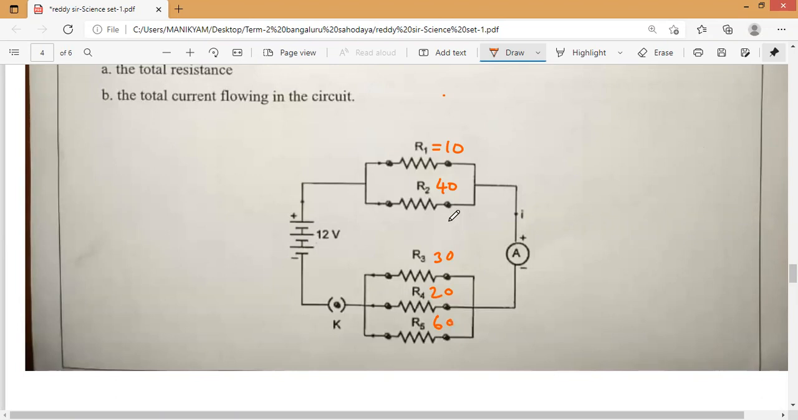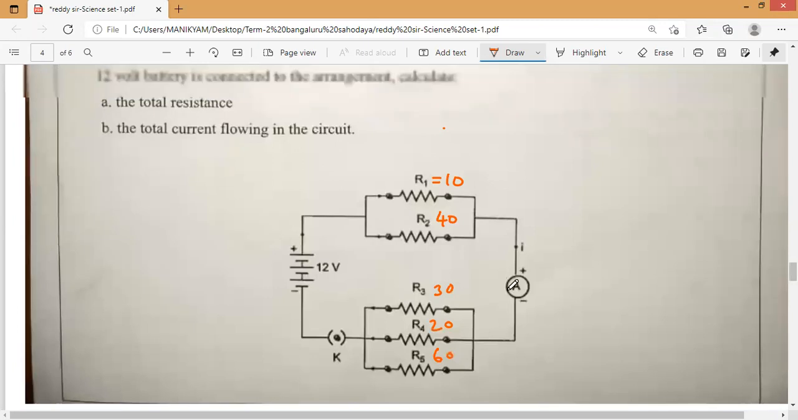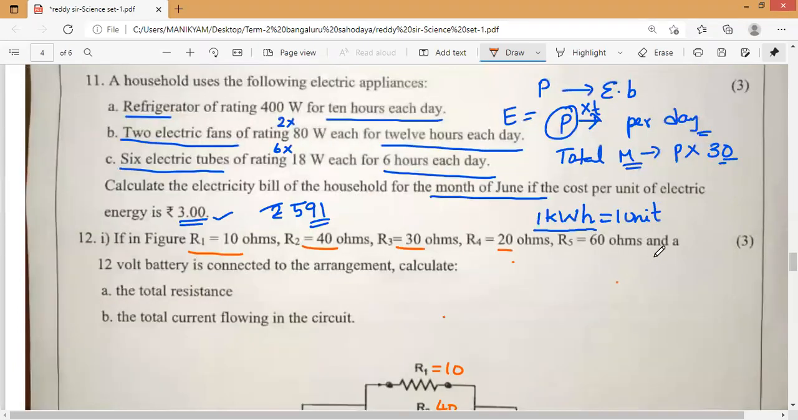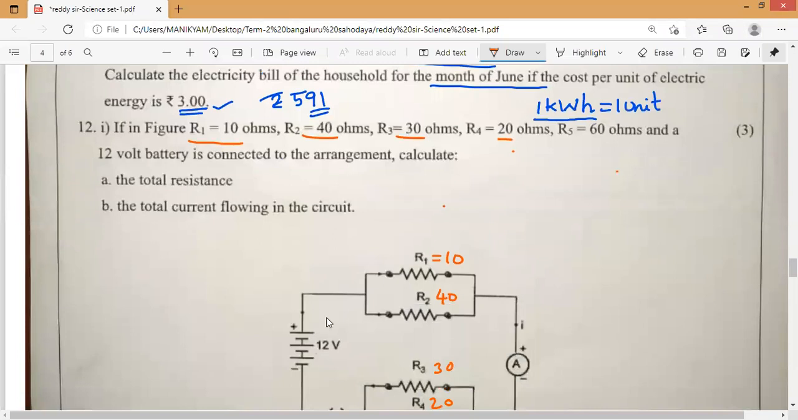I think this kind of sum we have already done. Even in our last revision exam, our PT exam, a similar sum came. Have you seen? Up there are 2 parallel resistors, down there are three parallel resistors, and both groups are in series. And a 12 volt battery is connected to the arrangement. Calculate the total resistance and the total current flowing in the circuit. Now how can we find the total resistance? These two are in parallel.